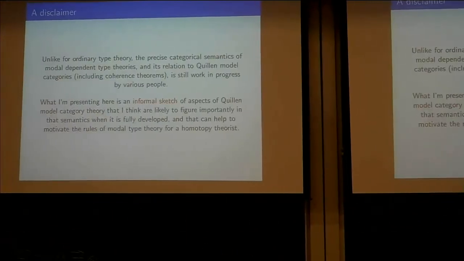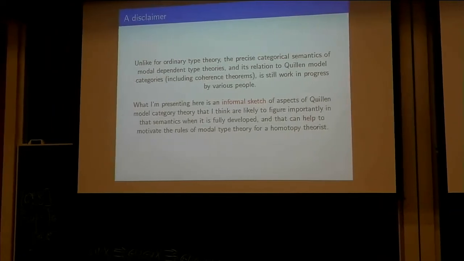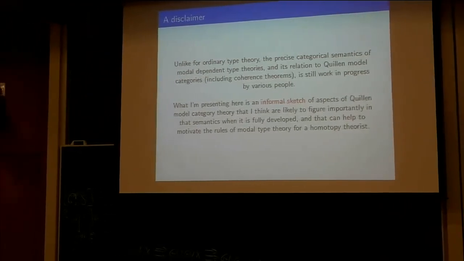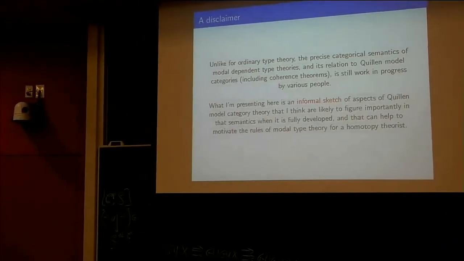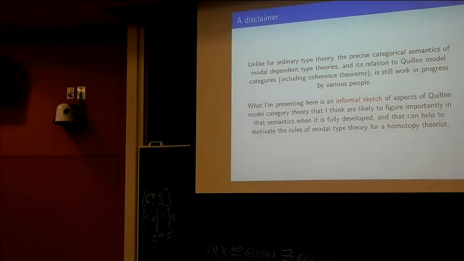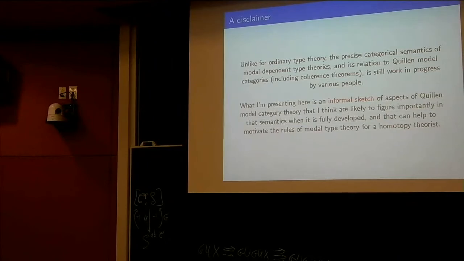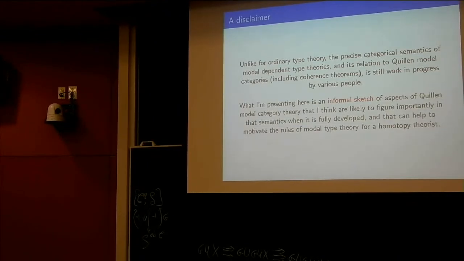I wanted to add a caveat to what I said yesterday, which is that I'm not presenting a formal syntax and semantics for this. Exactly what we mean by the version of categories with families or whatever in the modal case is something that people are currently working on. Dan and Mitchell and I are thinking about it. Colin's thinking about something related. And so what I'm presenting here is just an informal sketch that is sort of motivating for the rules of type theory.